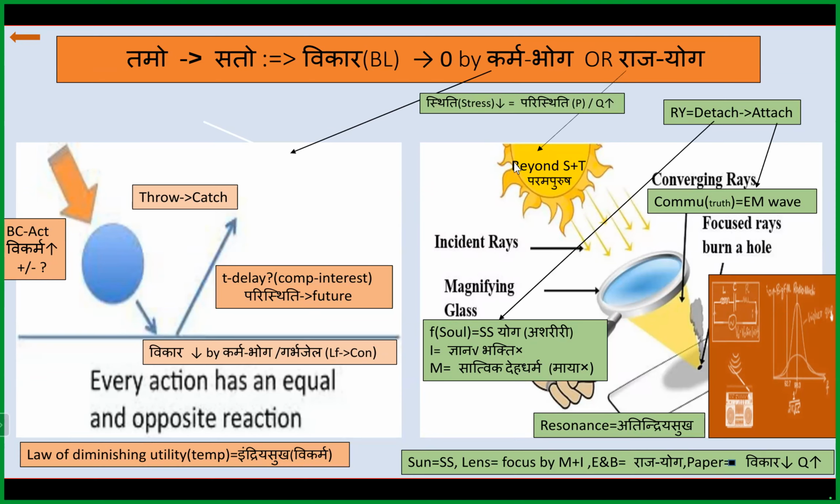And once Q increases, the stress reduces, since stress is based on paristhiti divided by the charge. So when Q increases, the stress reduces. That is the best way, because Q is resilience, vikar is reduced, and that is why soul power increases. Because soul power increases, the stress is reduced. So this is one advantage of Raj Yoga: we can handle the paristhiti based on our sthiti.